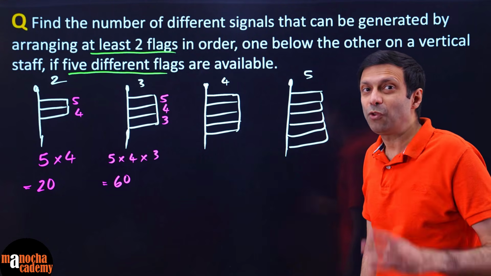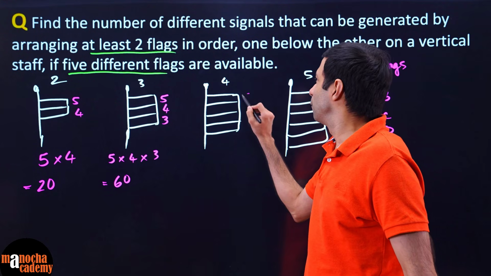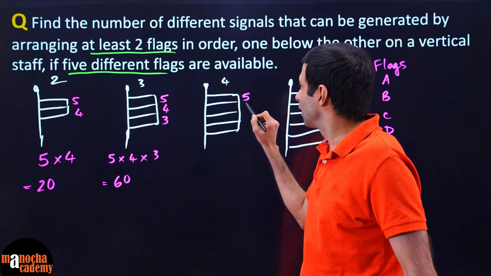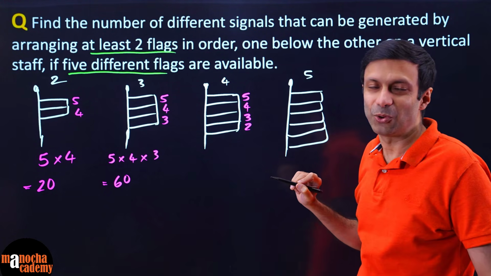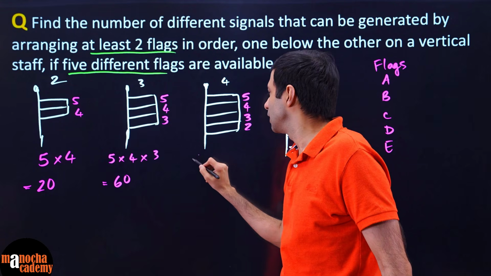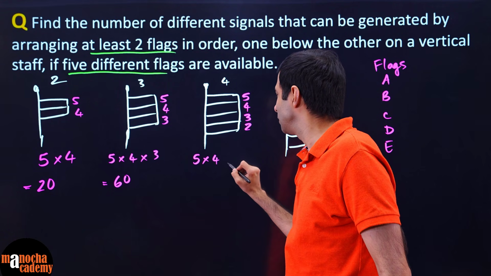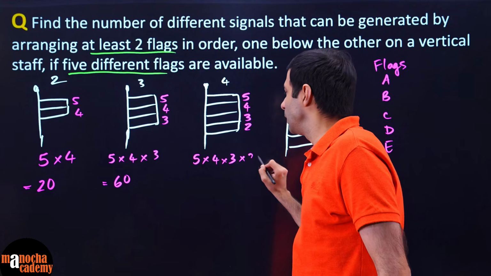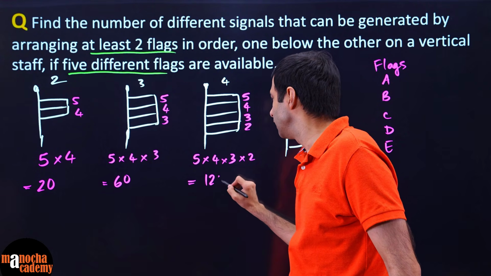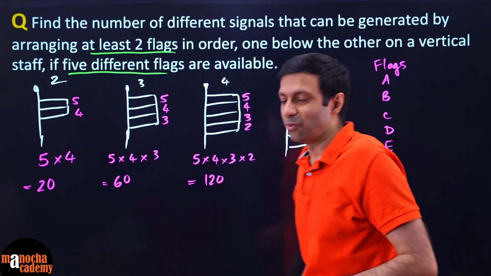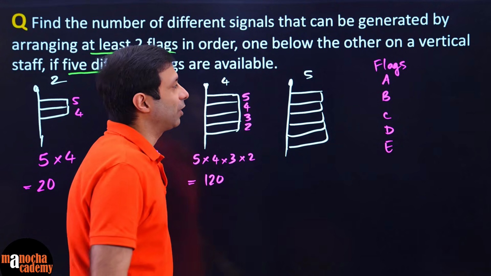Now for this one, if you have 4 flags, then 5 for the first one, 4 for the next one, then 3, and then 2 for the last one. Only 2 possibilities are left. So this is going to be 5 times 4 times 3 times 2. So basically the answer is 60 times 2, right? 120 possibilities here. And the last one, where you're trying to arrange all the 5 flags.